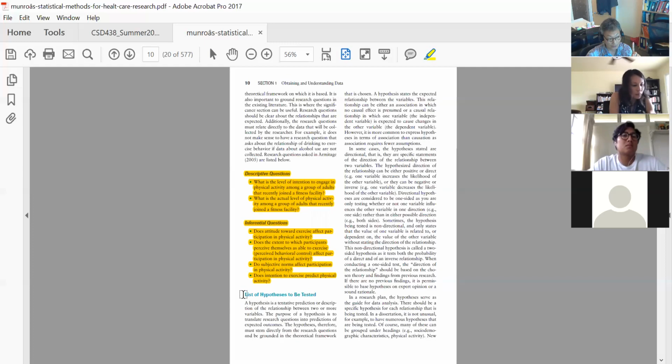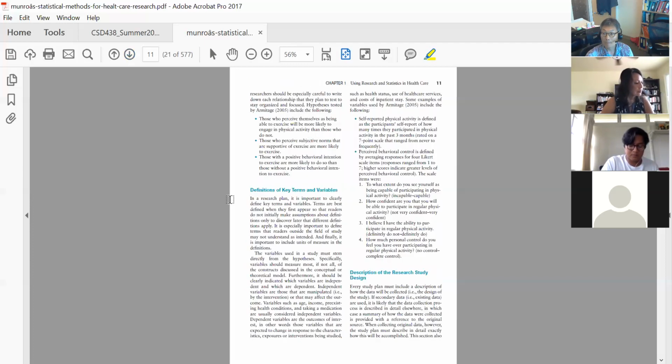Key terms and variable definitions of them, and some other designs. The design itself is important, but just for your information, please read this part.